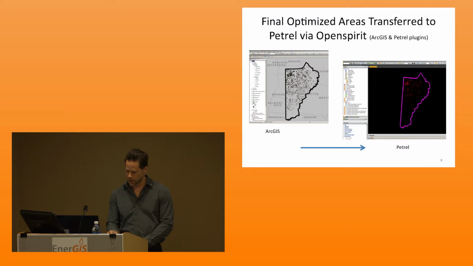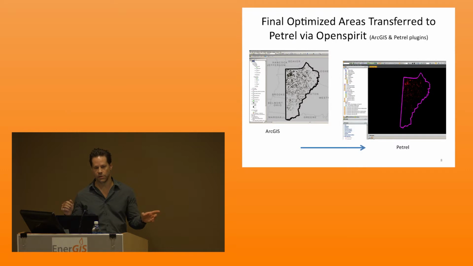So once that is created, I can transfer that information straight into Petrel. And it's real simple once you, well, installing Openspirit was not simple. It took a lot of coordination with IT departments, but once you get it working, you have taskbars in ArcGIS and a taskbar in Petrel, and any other software that you have Openspirit installed for. Once they're all activated, they're now listening to each other and they can all talk to each other.